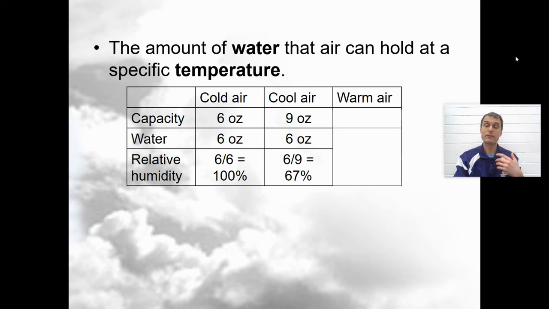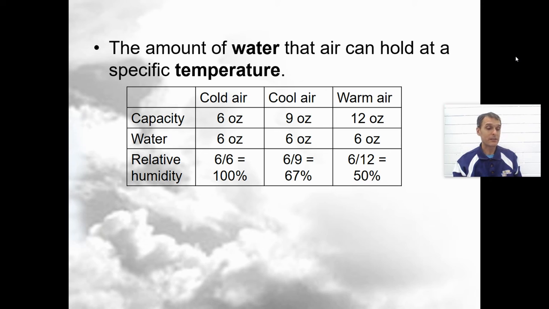Now, if the air warms up further, say in the afternoon on the same day, then the capacity is going to grow to hold more water. So it goes up to 12 ounces. We still have 6 ounces, and our relative humidity will be lower, 50%. Please make sure your table gets filled out there. You can kind of see the same thing going on the graph on the paper as well.